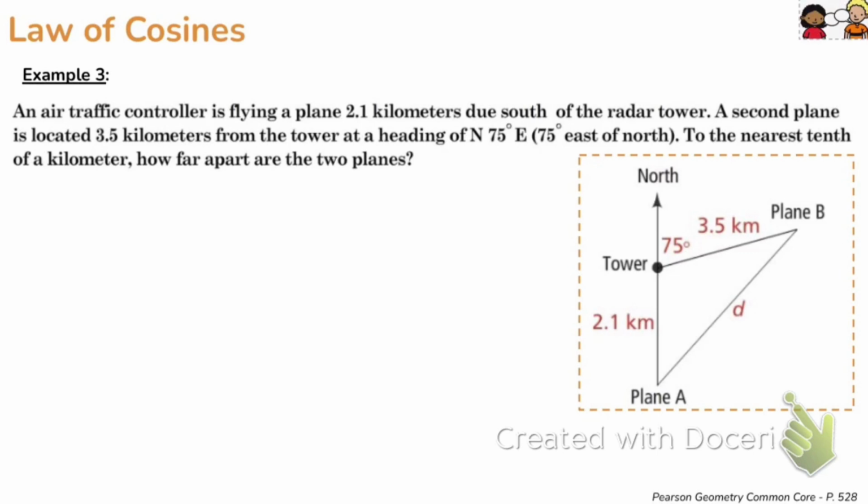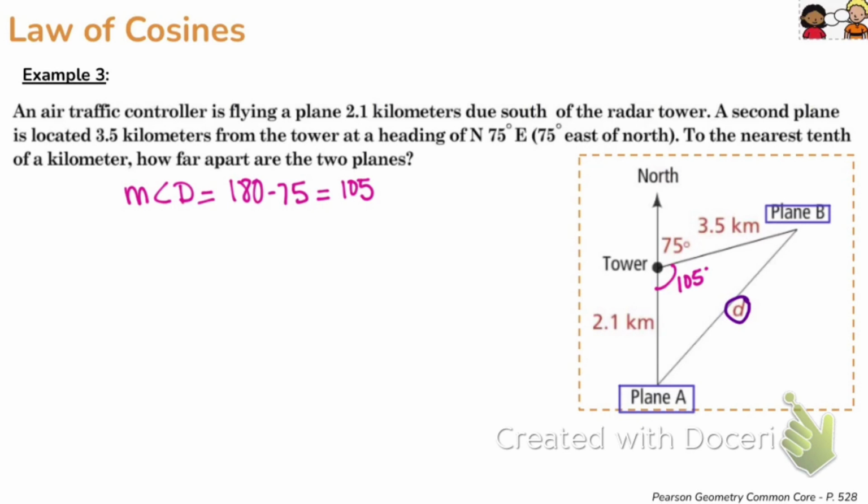So I'm looking at a plane that is over here, and I'm looking at a plane that is over here, okay? We're trying to find that angle right there, and I know that this forms a straight angle, so for the measure of angle D, it's 180 minus 75, and you get that this angle here is 105 degrees. Knowing that information, I'm going to use the law of cosines for angle D, so that I can solve and find what D measures, which is what I'm trying to solve for.